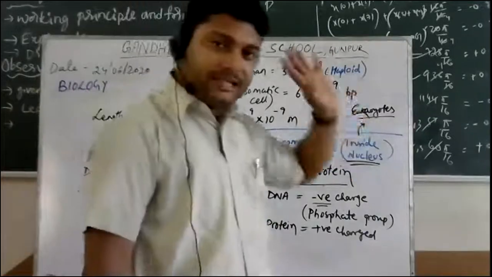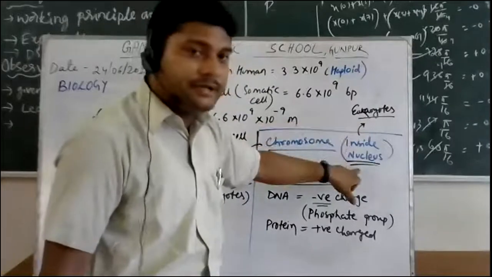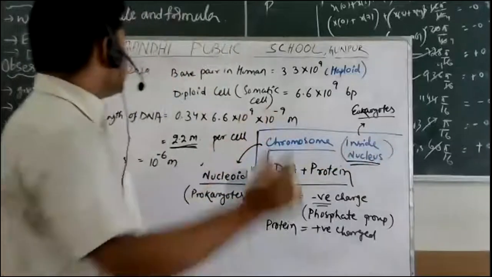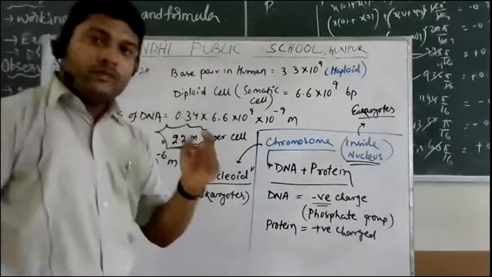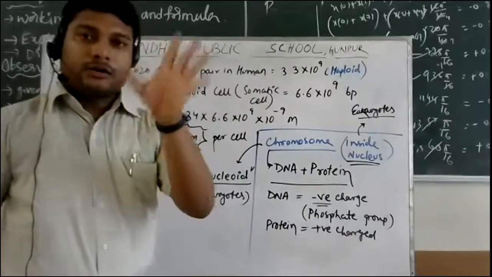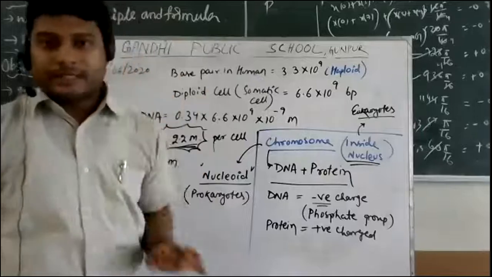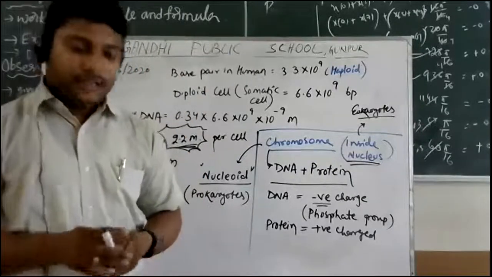But inside the eukaryotes, we are going to have the nucleus, and that nucleus is going to pack this large amount of 2.2 meters of DNA with the help of two types of protein, histone and non-histone chromosomal protein, along with supercoiling. Now, what is this? We're going to learn this in the next class.